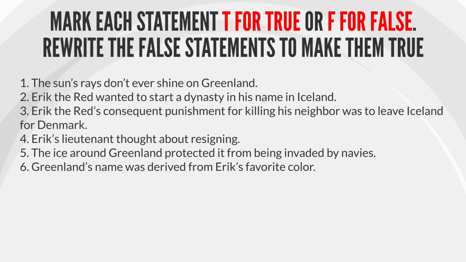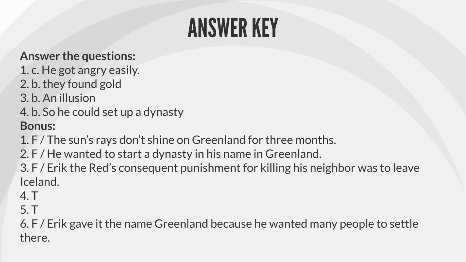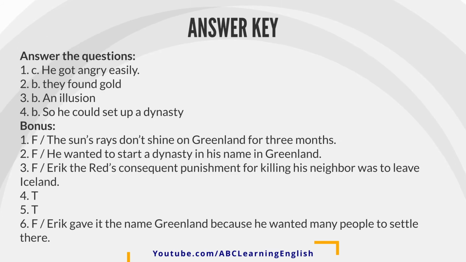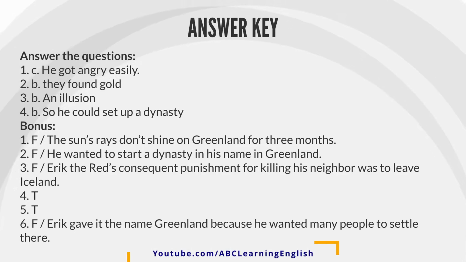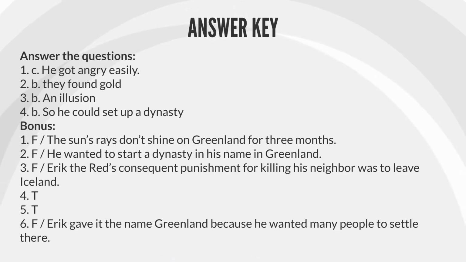6. Greenland's name was derived from Eric's favorite color. Answer key. Answer the questions. 1. C. He got angry easily. 2. B. They found gold. 3. B. An illusion. 4. B. So he could set up a dynasty.